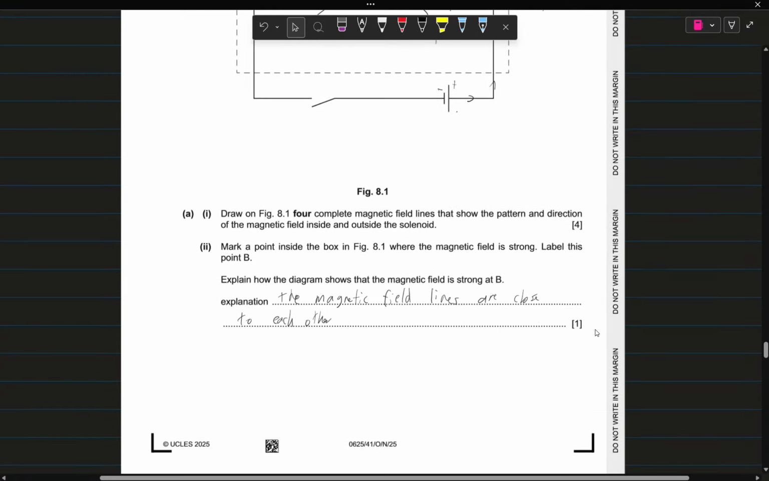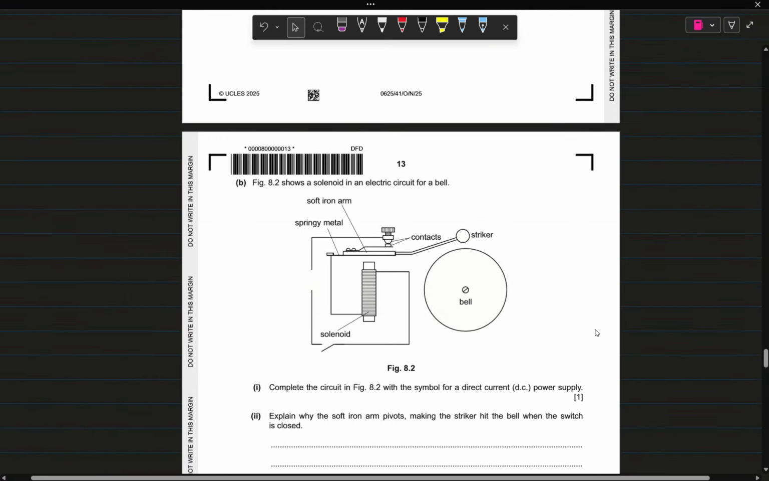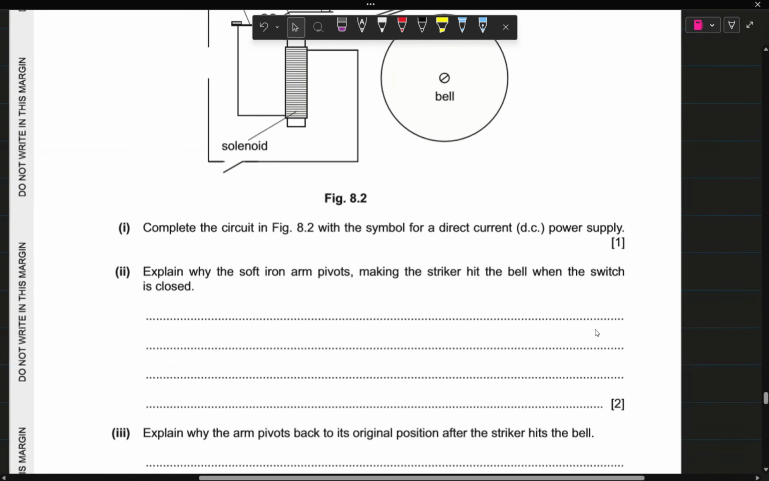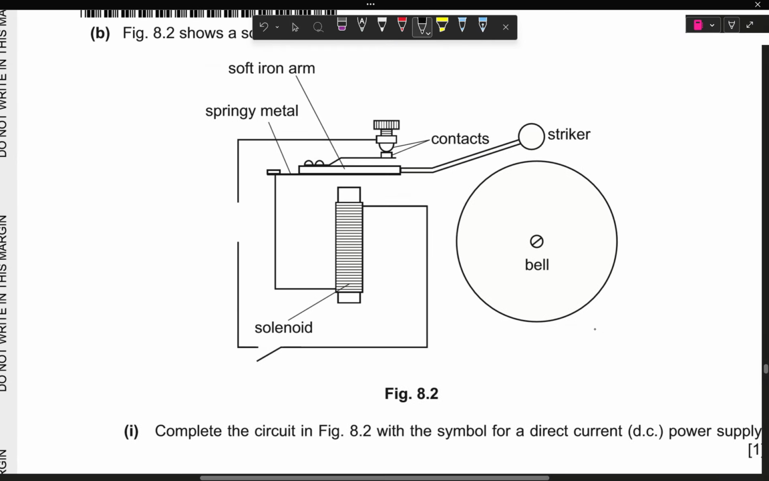Okay, this question is done, or this part at least. So moving on to part B, figure 8.2 shows a solenoid in an electric circuit for a bell. For part 1, complete the circuit on figure 8.1 with the symbol for a direct current DC power supply. It will just essentially be like so, just a circle here, another like here, and then you can add the sign if you want to.